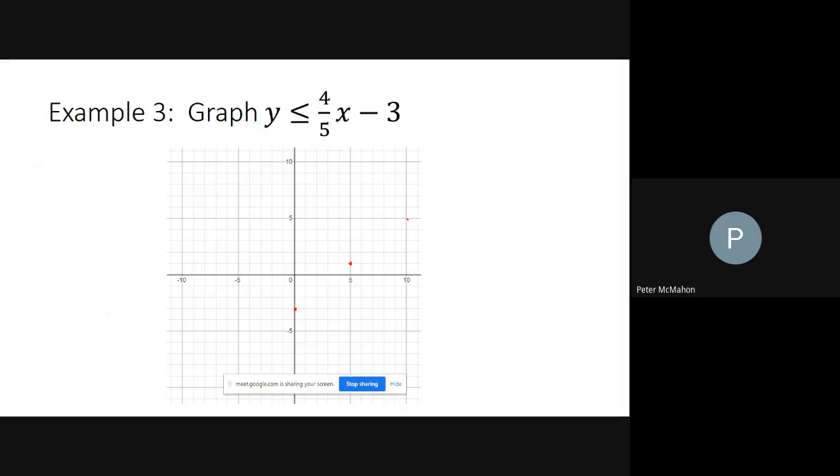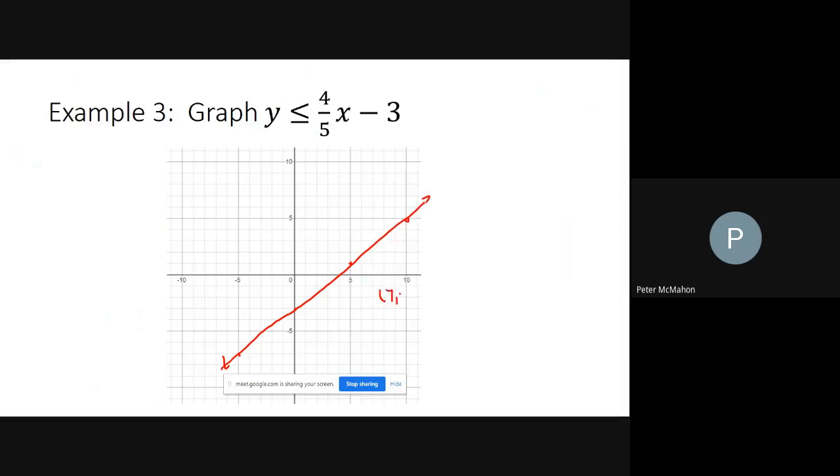It was like this guy over here. And we saw this line. Okay, so I'm just going to do the same thing that I had before. I'm just going to draw this line, 4/5 x minus 3. Now, the idea over here is I'm going to ask a question. Is this point a solution to this inequality over here?